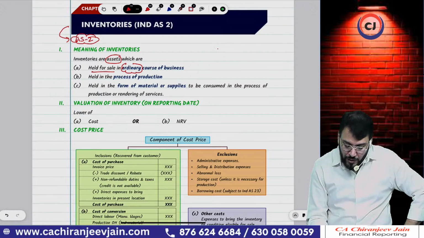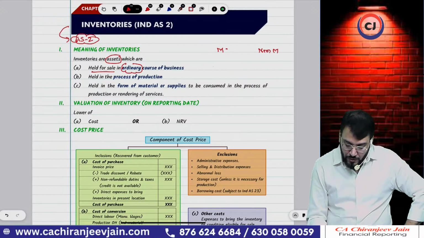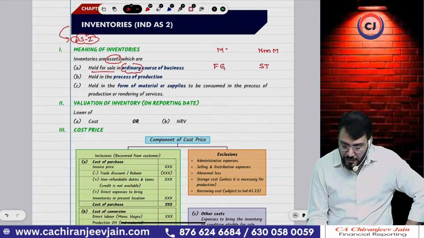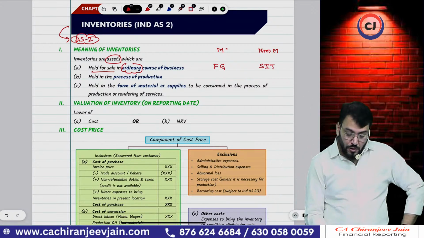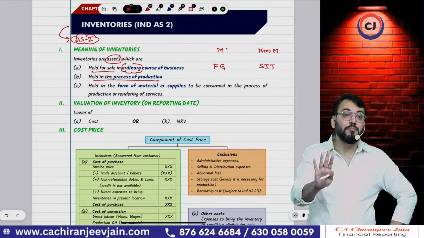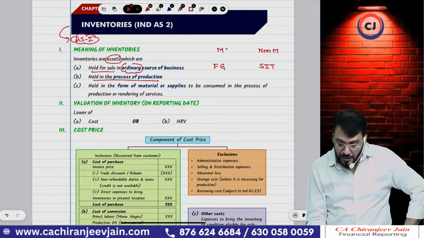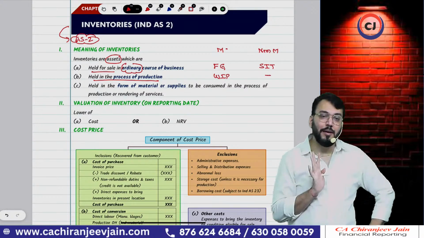Means if you are a manufacturing organization or a non-manufacturing organization, this is nothing but finished goods for manufacturing. And for non-manufacturing it is stock in trade. Or held in the process of production but till now not produced. So this becomes WIP. But here we do not have WIP.